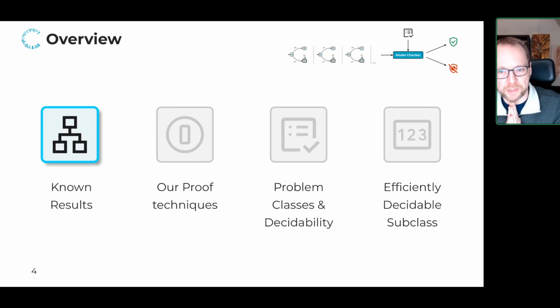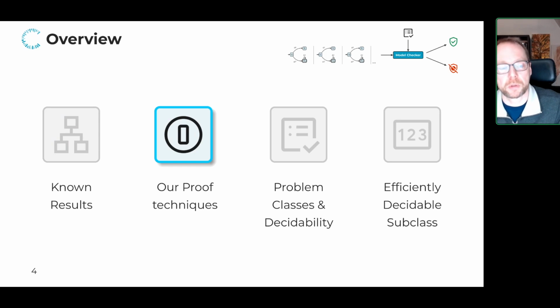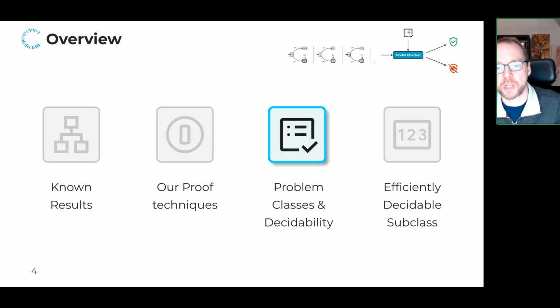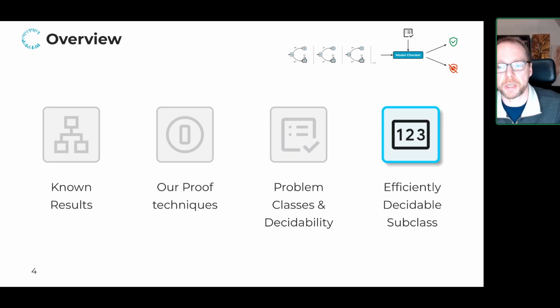Okay, so that sets up my talk. And in the rest of the talk, I will first walk you through a couple of these known results that we capture in our framework. Then I'll introduce on some level of detail our proof techniques, which allows me to state different problem classes and decidability results. And if there's time, I will talk additionally about an efficiently decidable subclass.